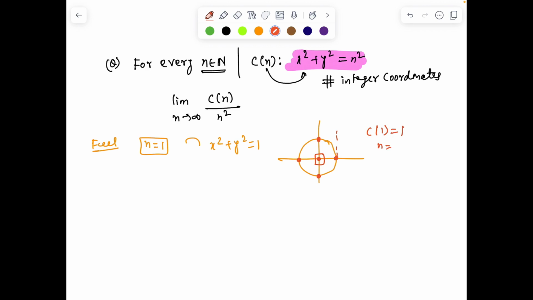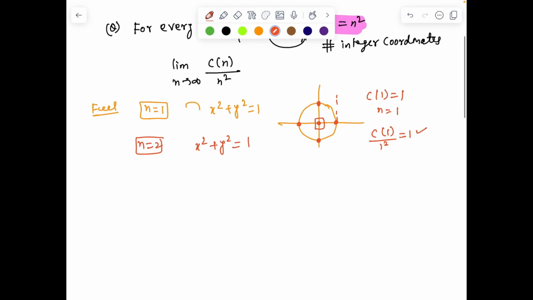And I have kept n equal to 1, so hence C1 by 1 square for this sequence is going to be 1. Let's try for n equals 2 before I go and hit on its head for infinity, like for larger cases. So n equals 2 will give x square plus y square equals 4. And it's not difficult to draw the diagram. So let me draw the proper sketch of this.